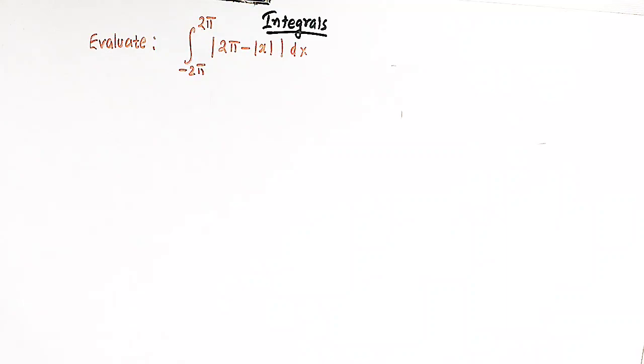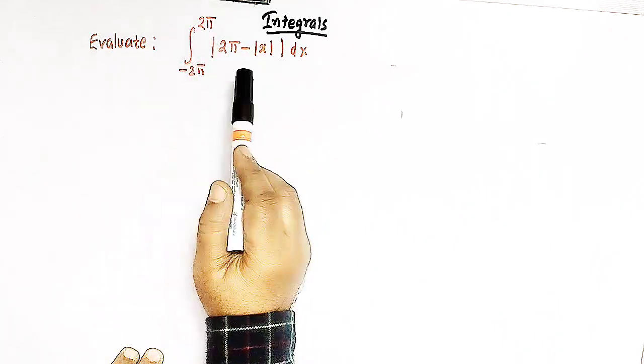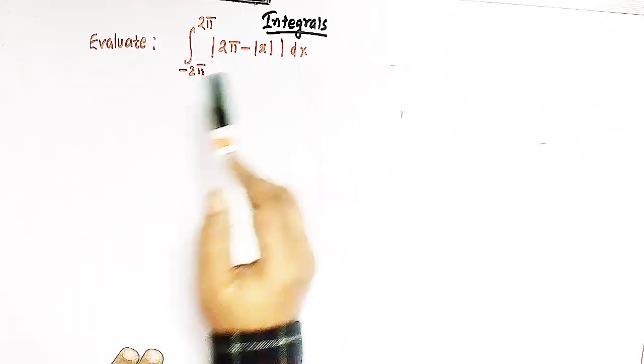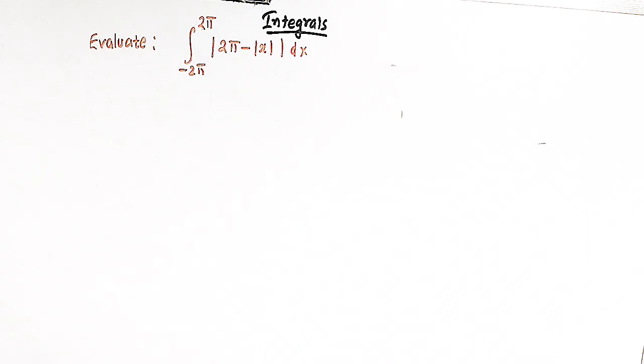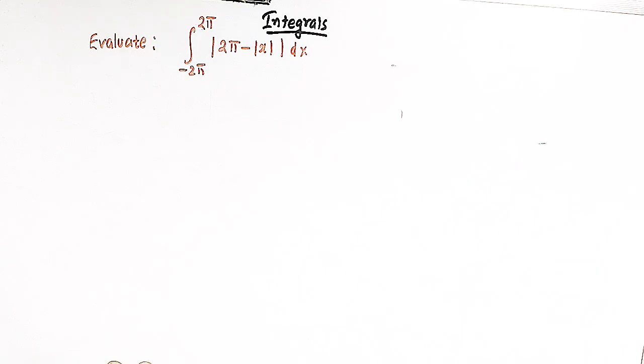Hello viewers, in today's session we are going to discuss another important and conceptual problem from definite integrals. In this class we are going to evaluate this definite integral from minus 2 pi to 2 pi of mod of 2 pi minus mod of x dx. Let us see how we can easily evaluate this definite integral by using two concepts. The first one is the definition of mod function, and the second one is the property of definite integrals.